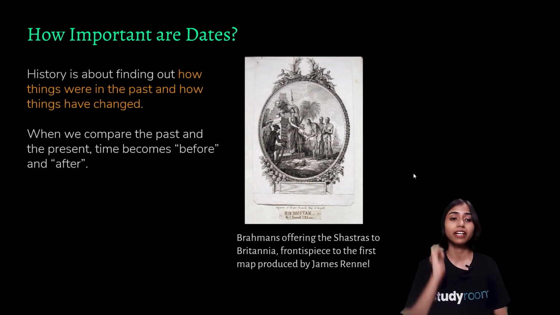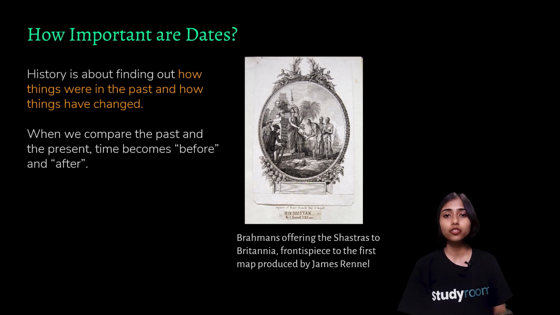Now, history is about finding how things were in the past and how things have changed. It is not just about dates, but it is also about what happened in an era previous to this one. What happened in the 1980s? What happened in the 1880s? What happened in the 1780s? So it's not just about the date, the year. It's also about what happened and what consecutively has been happening till this date.